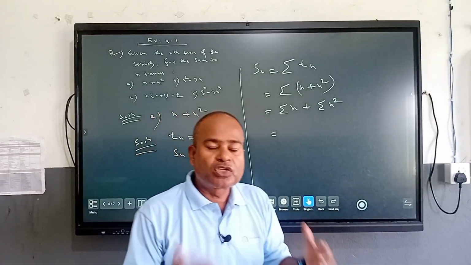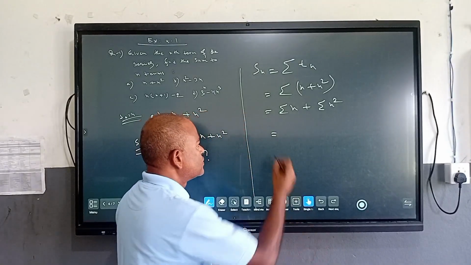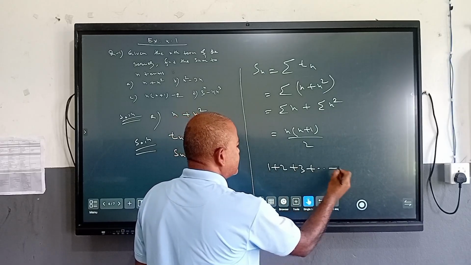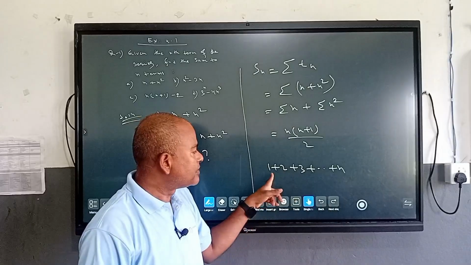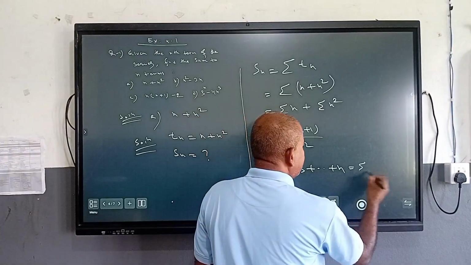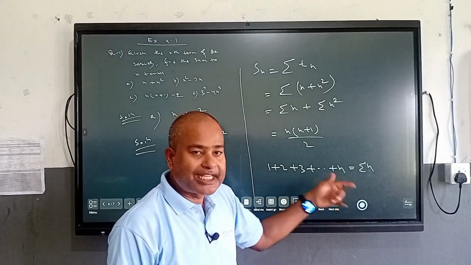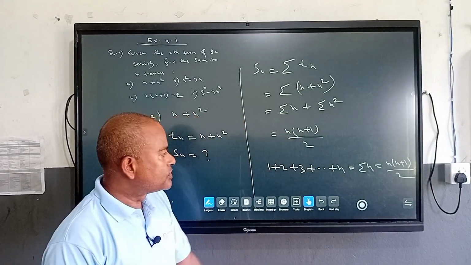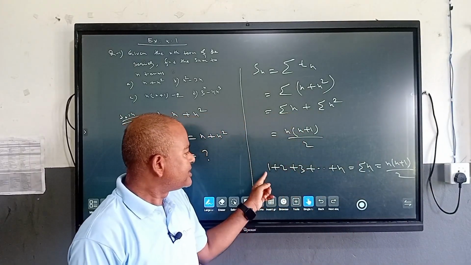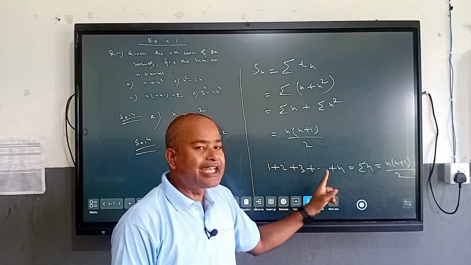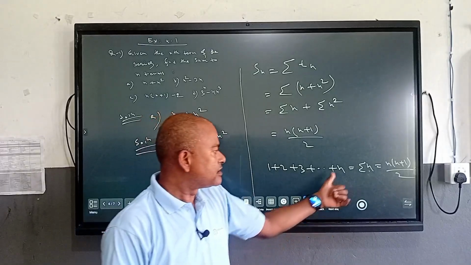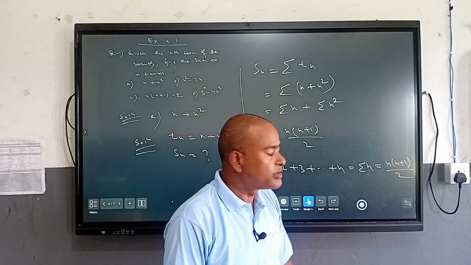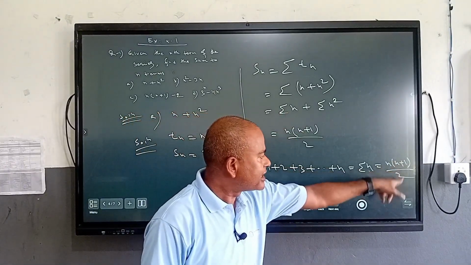Summation n represents the sum of the first n terms of a series. So summation n means n times n plus 1 by 2, that is 1 plus 2 plus 3 plus up to n. This is known as the sum of the first n natural numbers, and it is represented by summation n. It is given by the formula n times n plus 1 over 2.